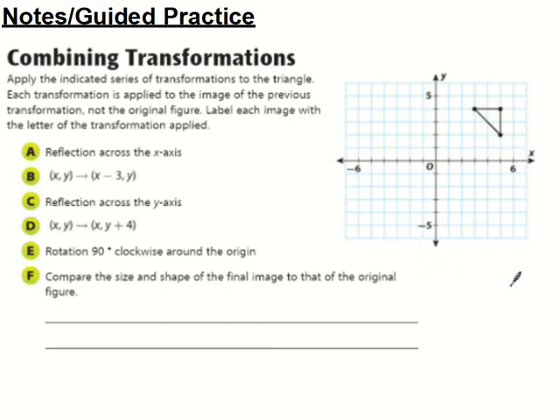We're going to apply the indicated series of transformations to the triangle in this grid. Each transformation is applied to the image of the previous transformation, not the original. Label each image with the letter of the transformation applied. So that's what that means: we're going to transform by reflecting across the x-axis to here, and then we're going to label it A. Okay, so let's do that first.